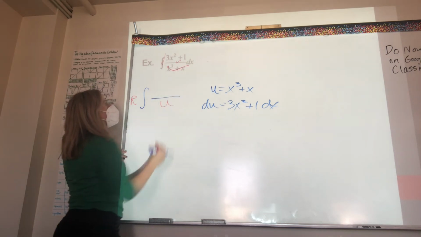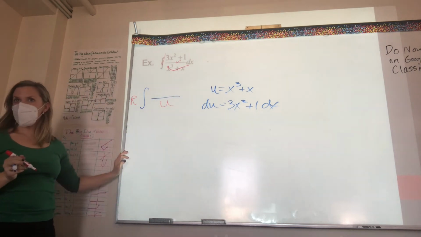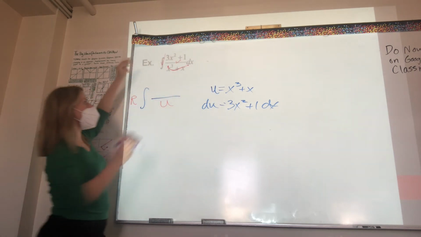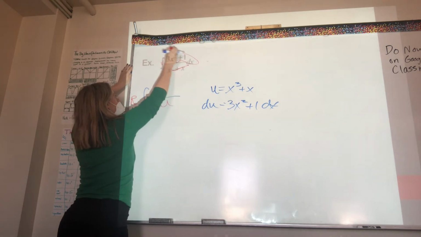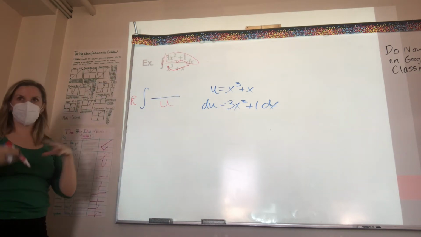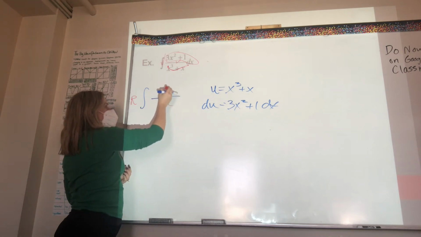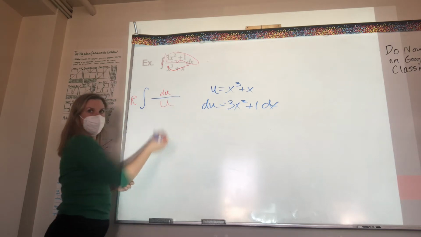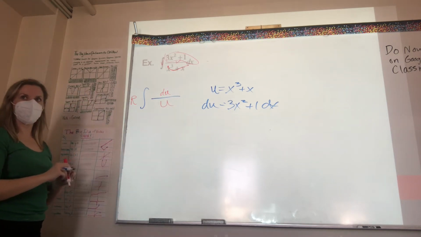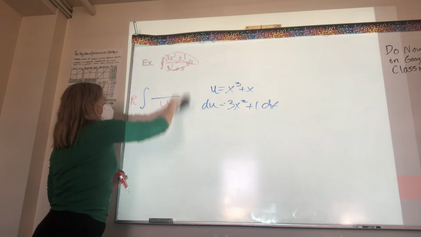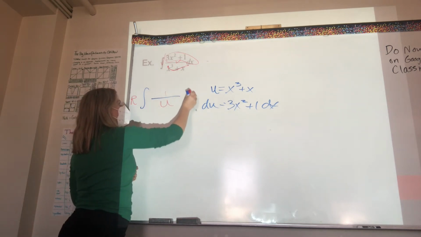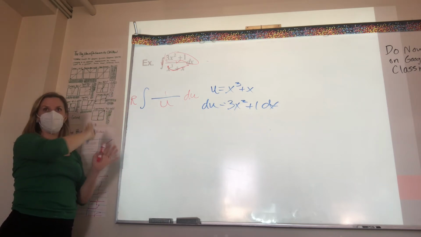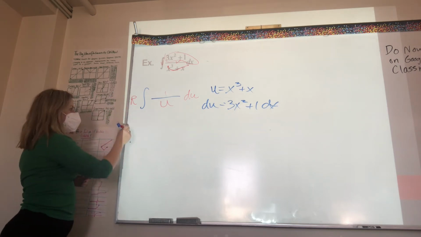So I did the bottom. We can just make it u. I'm substituting these things over here. And then 3x squared plus 1 and the dx, all of that is du. I could put it here, or I could make it 1 du, whatever you want. Or I could make it 1 over u du. See how I rewrote? I did not do the integral yet. I just rewrote it.